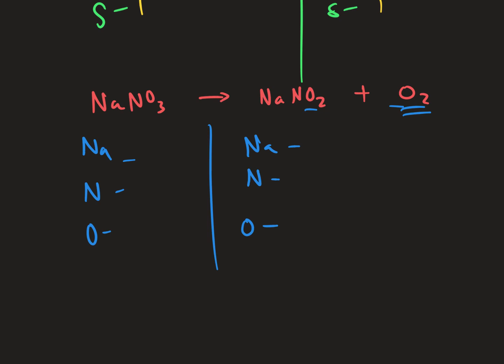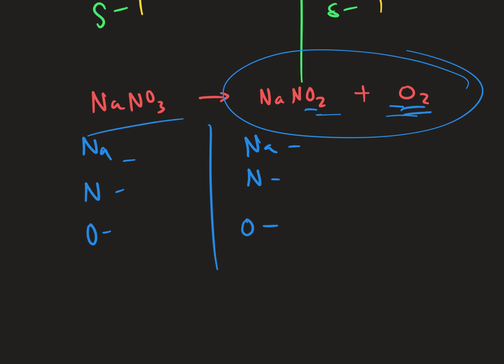So let's see. We have 3 on the left and 4 on the right. That's what you said, right? This is always going to be what? Even or odd? On the right side, it's always going to be even because it's always 2 and 2, right? This side's odd. How do we make it even? Put a 2 right there. Okay?